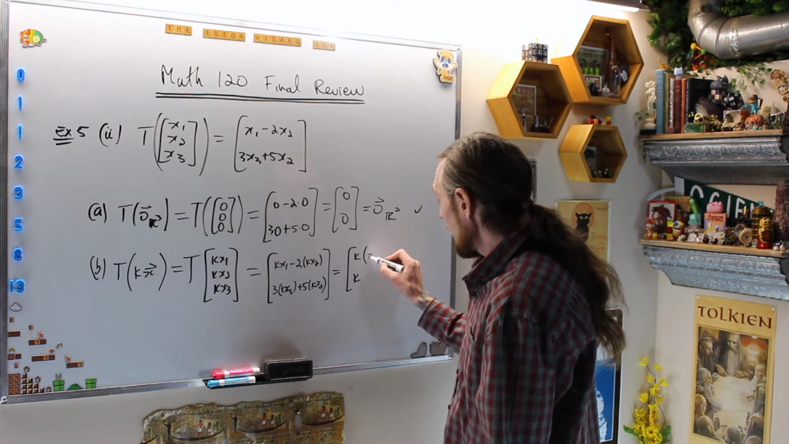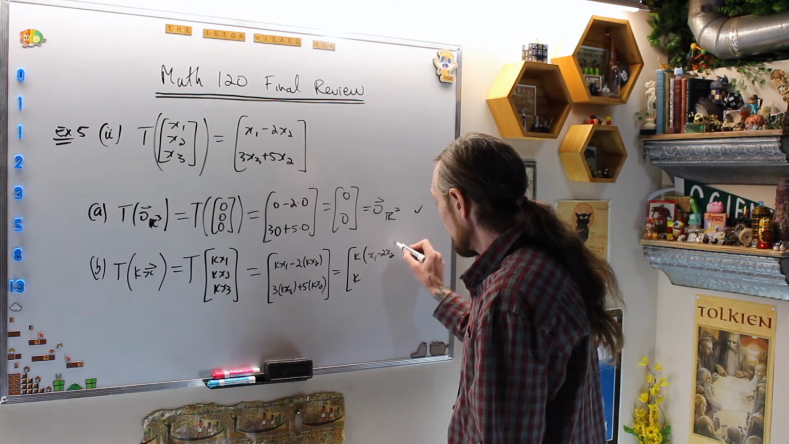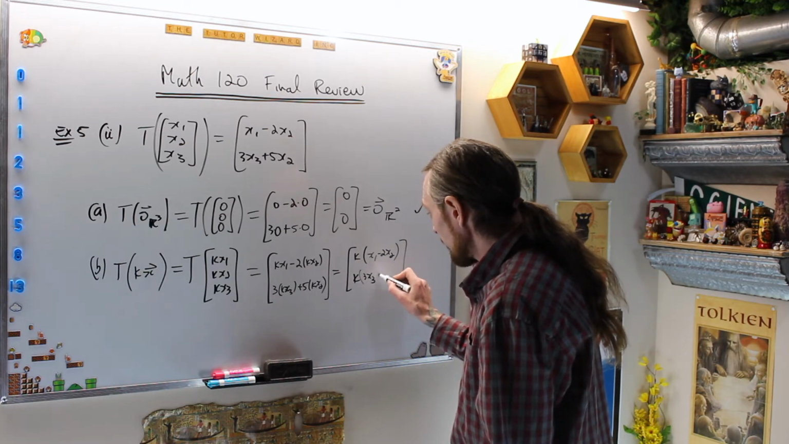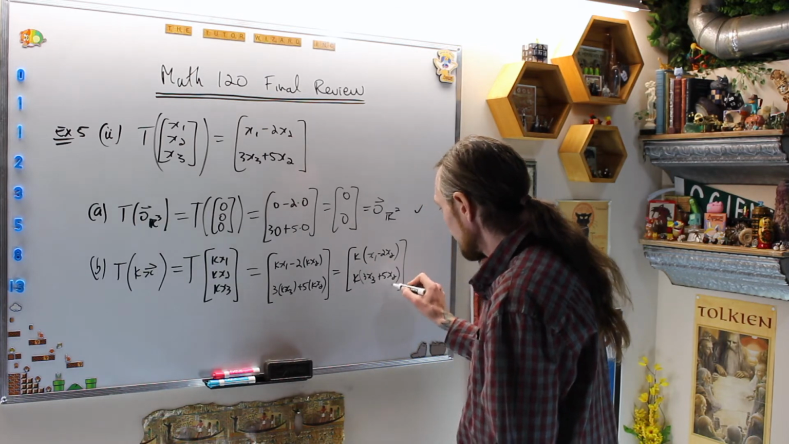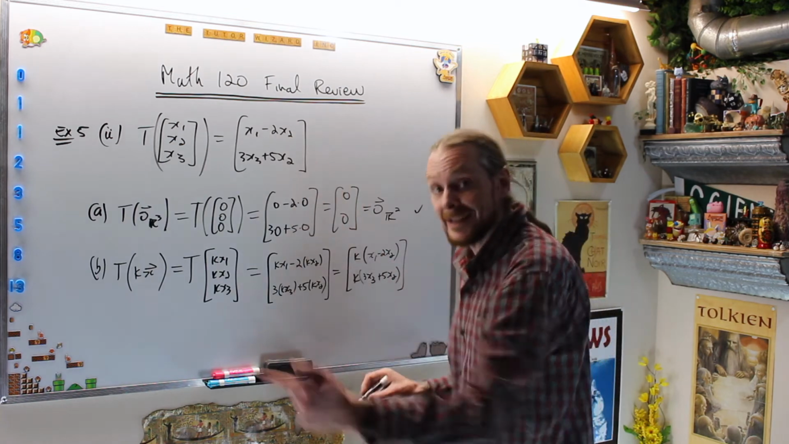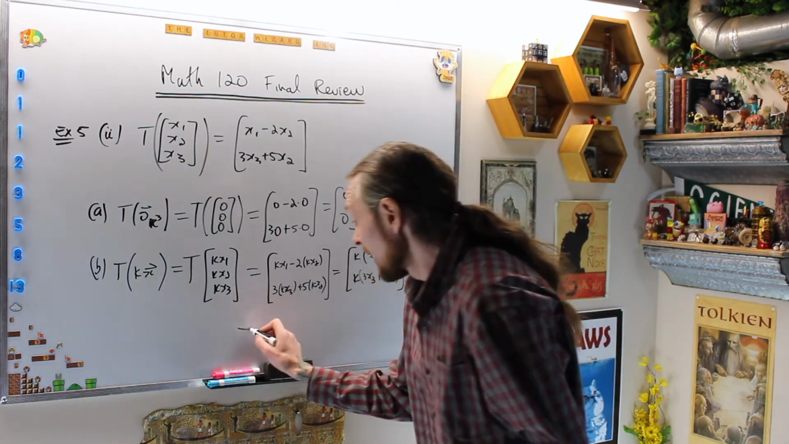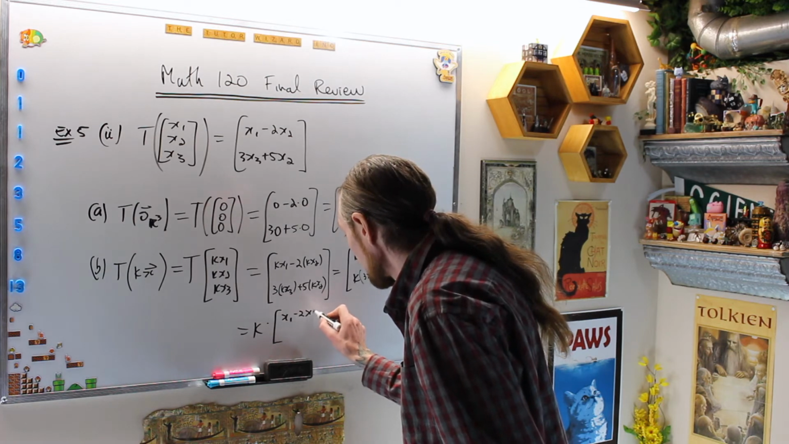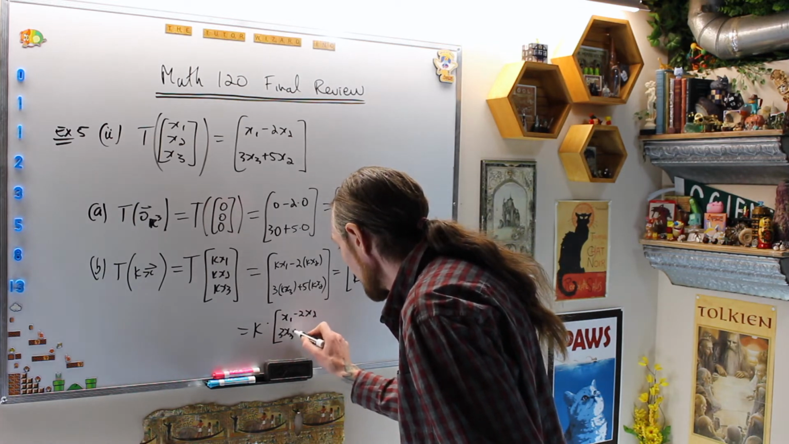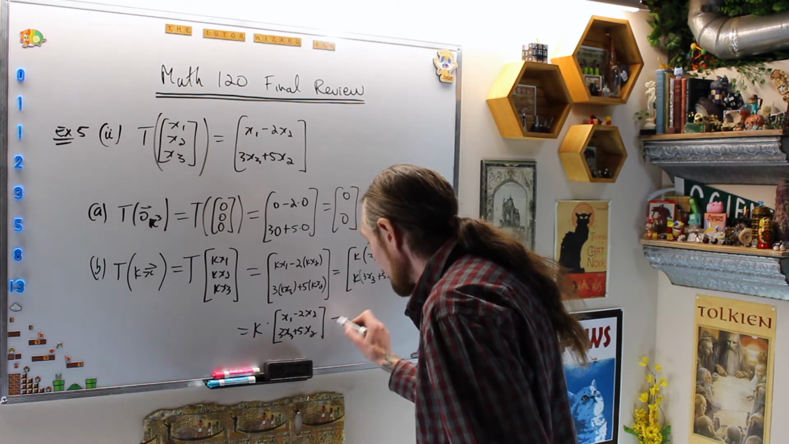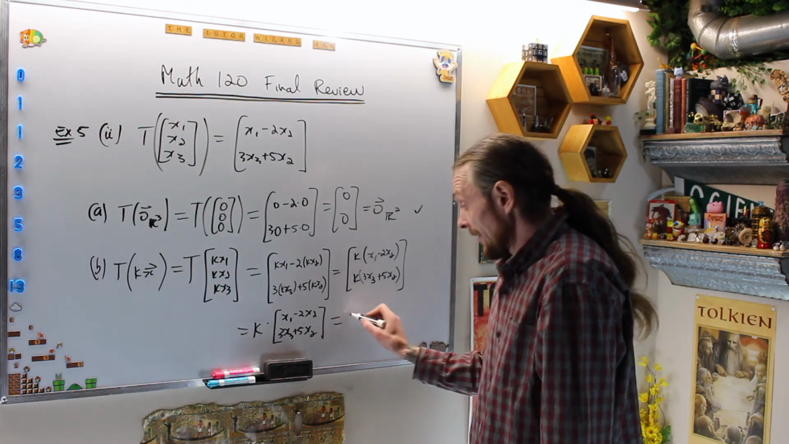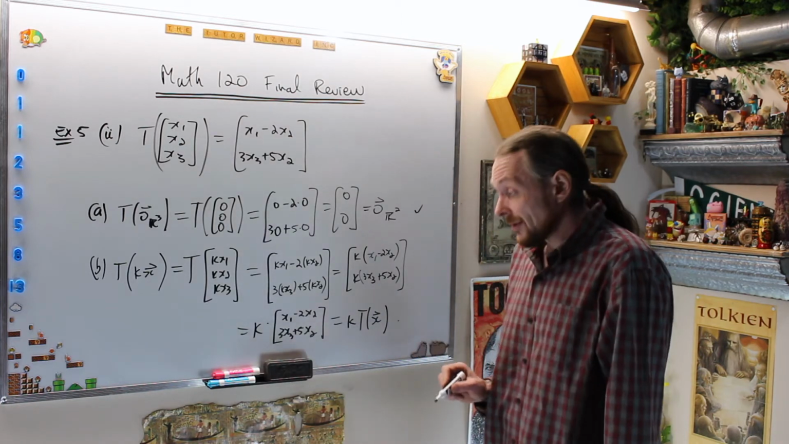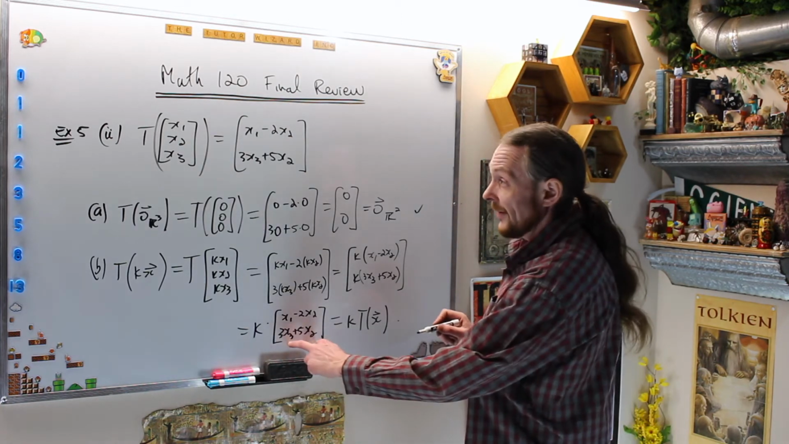I get k(x1 minus 2x2) in the first coordinate and k(3x3 plus 5x2). Can I pull the k out? Yes, this is scalar multiplication in reverse. This is k times (x1 minus 2x2, 3x3 plus 5x2), which is equal to what? K times T of x. So it spit out scalars. Check. This is T of x. It tells us.